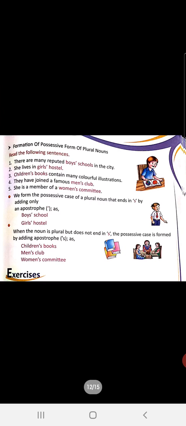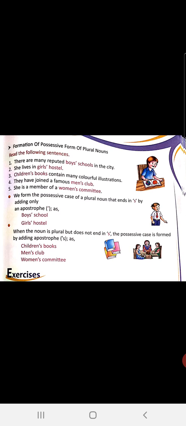Formation of possessive form of plural nouns. There are many reputed boys' schools in the city. She lives in girls' hostel. Children's books contain many colorful illustrations. They have joined a famous men's club. She is a member of a women's committee. Children, we read this before that when a plural noun is ending with s, you will only add an apostrophe after the s. And when the plural noun is not ending with s, then you will put an apostrophe and an s to the noun.